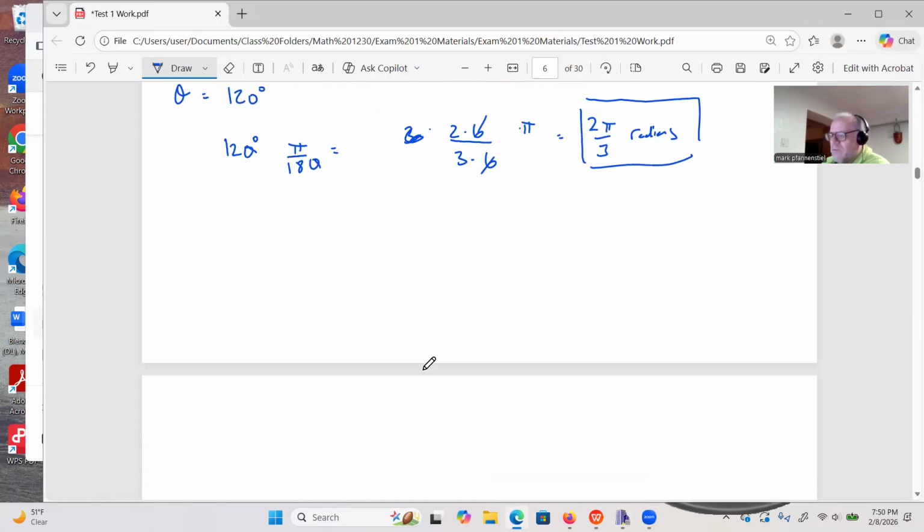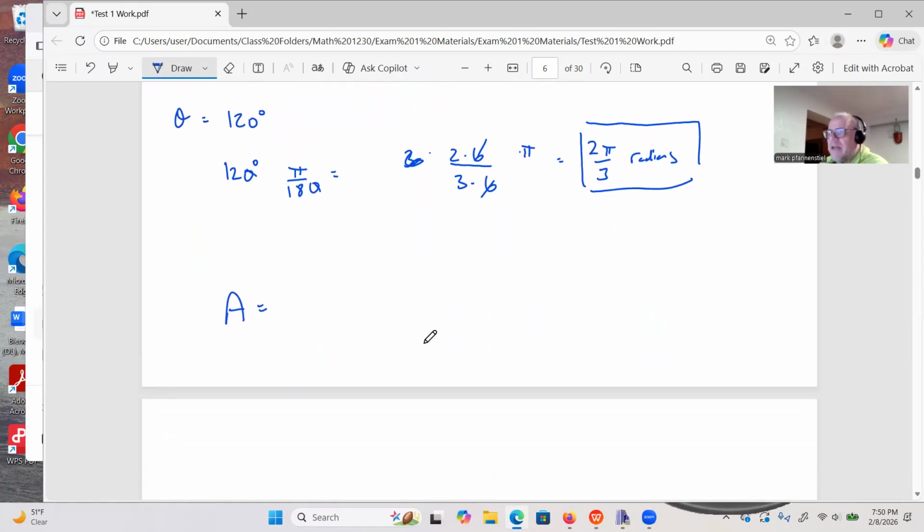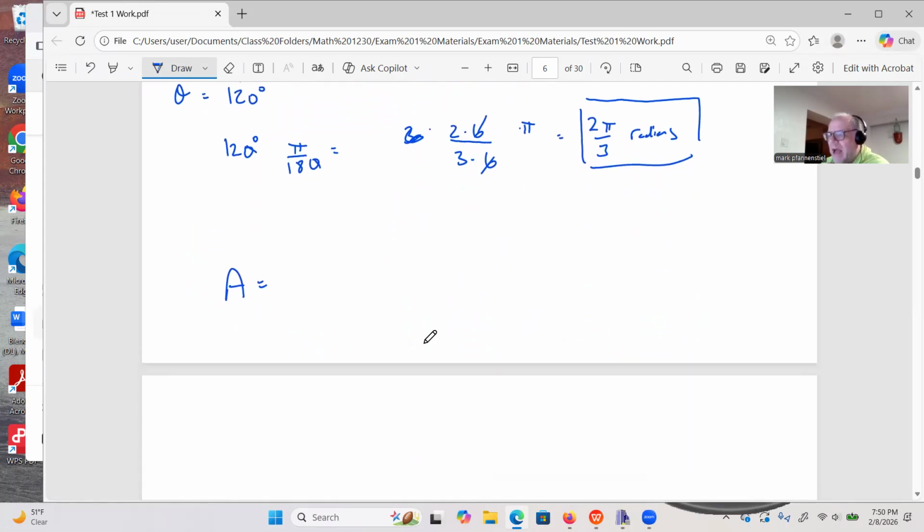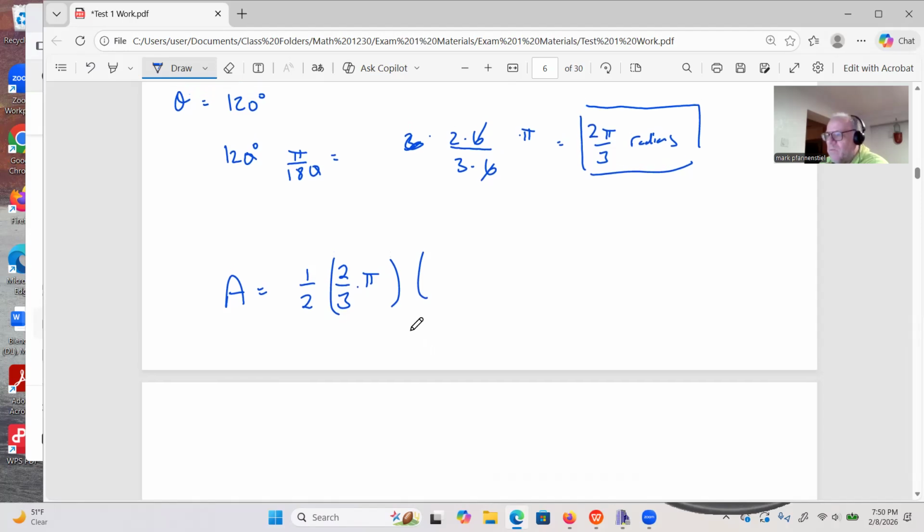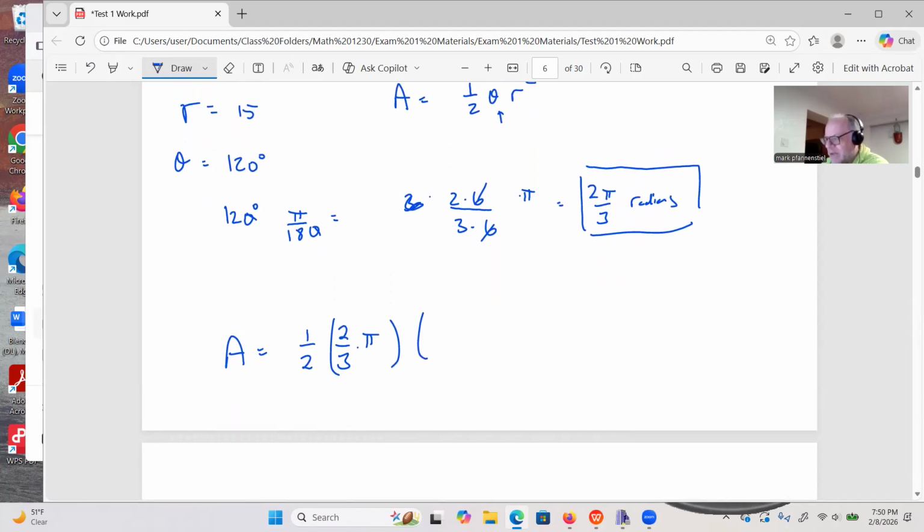Okay, so we're going to say we have A equals, what are we doing here? We are doing 1/2 theta, so 2 over 3 times pi. That's my theta. And then we are told that the radius is actually equal to 15, so we're going to have 15 squared sitting here. And we'll go ahead and calculate this thing out.